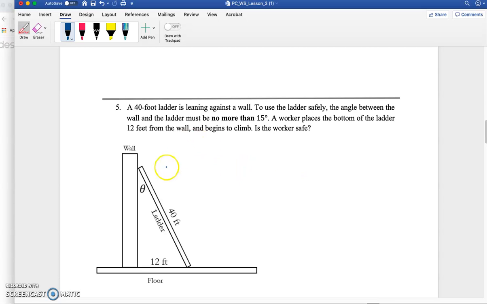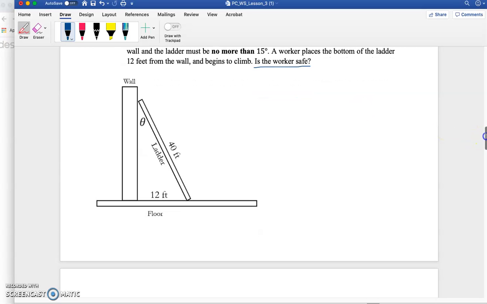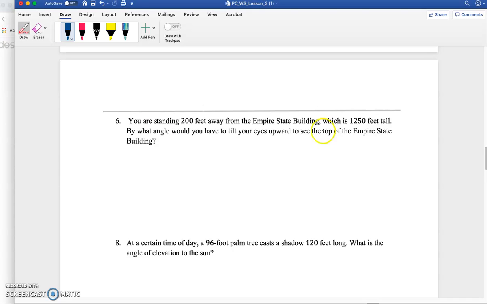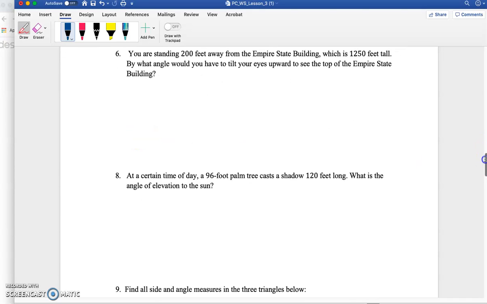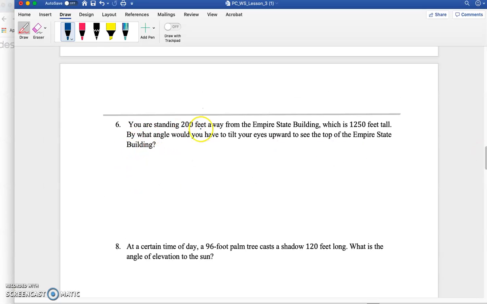So you're going to use, again, the inverse functions here of whichever trig function is appropriate. And then you're going to make sure you answer that last question, though. Yes or no, is the worker safe? Why or why not? Then the rest of them should all be using your inverse functions now. And for some of you, this might be easier if you draw a picture of what's going on here.